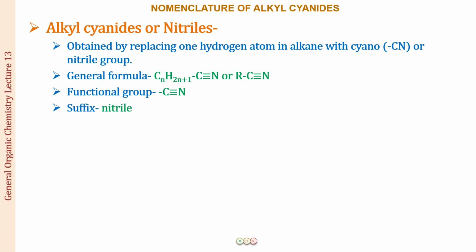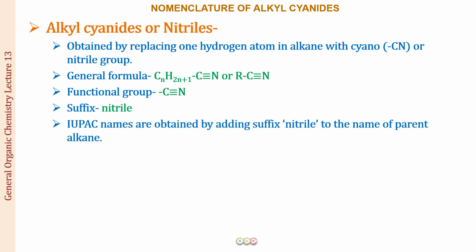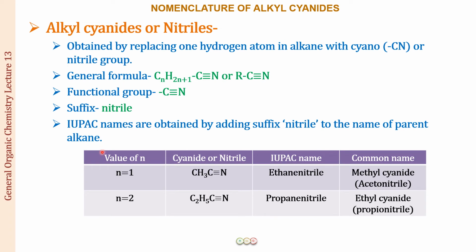The suffix that we will be using over here for these compounds is going to be nitrile. So the IUPAC name that we will be getting is by adding the suffix nitrile to the name of the parent alkane. For example, when the value of n in the alkyl group is 1, we will be getting the cyanide to be CH3CN. And the IUPAC name is going to be ethanenitrile for the two carbon atoms which are present in the compound. So the CN group already has one carbon, and to this we have a methyl group. So this makes it two carbons, right?